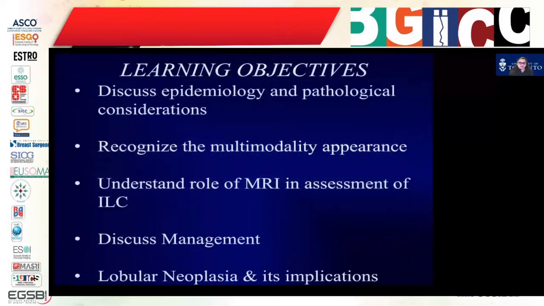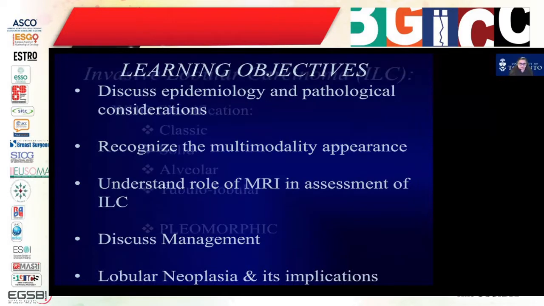So our learning objectives for this talk is just talk briefly about epidemiology. There's some pathological considerations. We need to see how it looks on different modalities, and just focus a little bit more on understanding the role of MRI in the assessment of invasive lobular carcinoma, discuss briefly the management, and I would definitely like to touch briefly upon lobular neoplasia and its implications.